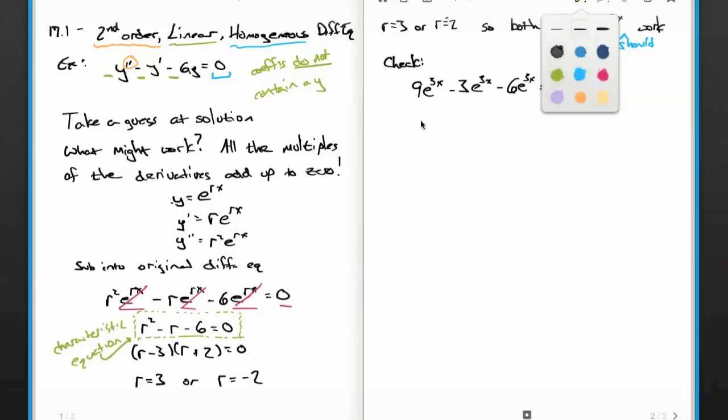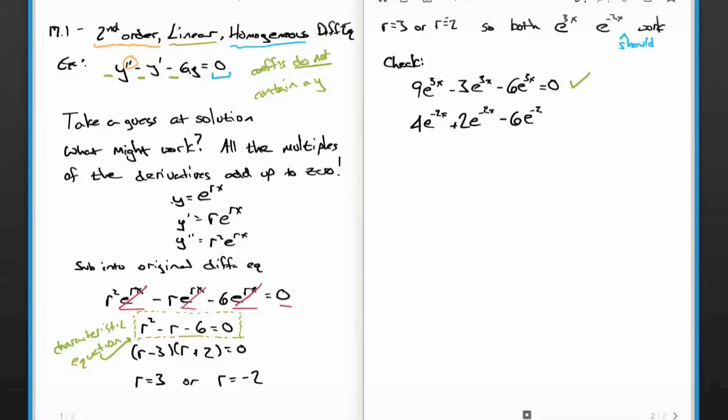So let's check the other one. Negative 2, you square that, it's a positive 4, right? So that's 4e to the negative 2x. We're subtracting the first derivative, so that's actually adding 2e to the negative 2x. Then minus 6 times the original function, minus 6e to the negative 2x equals 0.